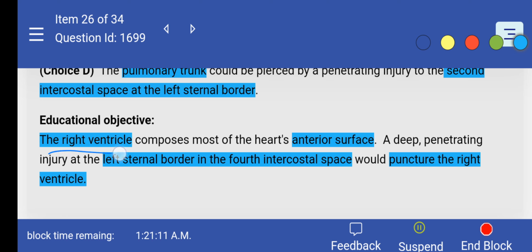So the right ventricle composes most of the heart's anterior surface. A deep penetrating injury at the left sternal border in the fourth intercostal space punctures the right ventricle.